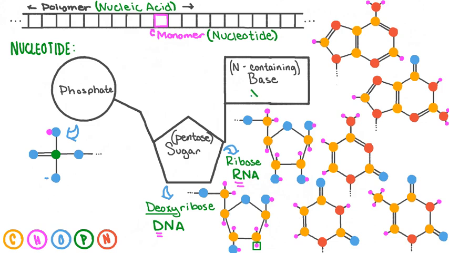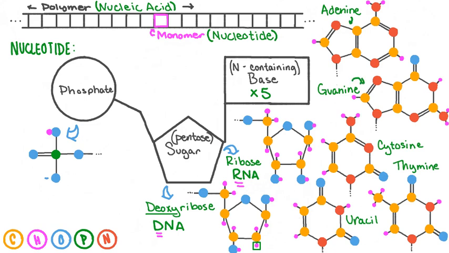Finally, there are 5 types of nitrogen-containing bases. They are adenine, guanine, cytosine, thymine, and uracil. The nitrogen-containing bases are often represented by their initials. The base thymine is only found in DNA, and the base uracil is only found in RNA. Adenine, guanine, and cytosine are found in both.